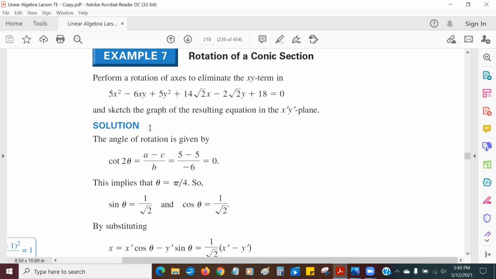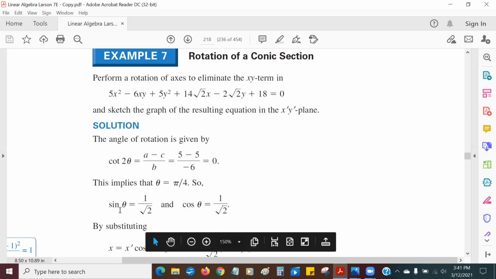So the angle of rotation is given by cotan of 2 theta equals (a minus c) over b, which is (5 minus 5) over negative 6, which is 0, because that's a and that's c, and b is negative 6. Now, if cotan of 2 theta equals 0, remember, cotan is cosine over sine. That's basically a way of saying that cosine is 0. Well, cosine of 90 is 0, which means 2 theta equals 90, so theta equals 45, or in radians, pi over 4. That's where pi over 4 comes from.